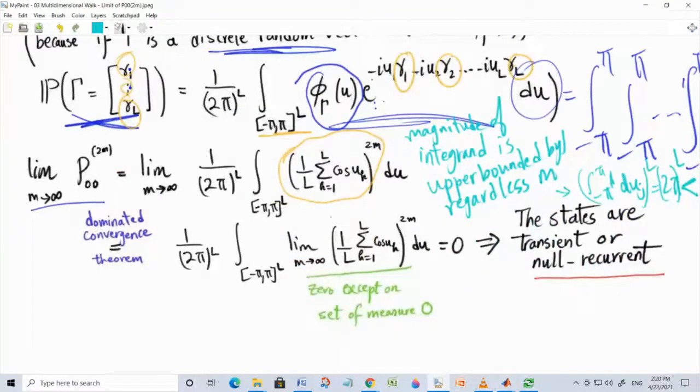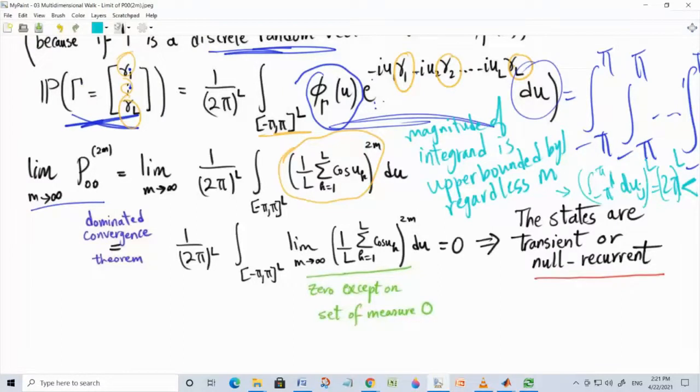And if you move the limit inside, then basically this function is 0, except on a set of measure 0. If it happens that all the u's are, for example, equal to 0, then this sum will be equal to 1. However, this summation divided by L is exactly equal to 1 or minus 1 only on a set of measure 0. So basically, the integral is blind to whatever is going on a set of measure 0.